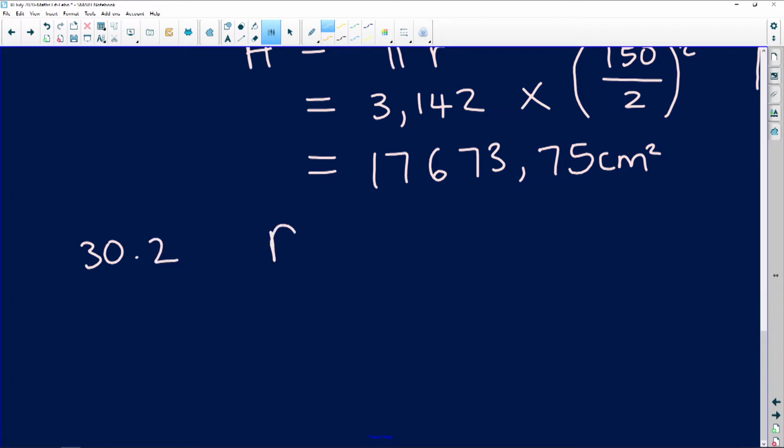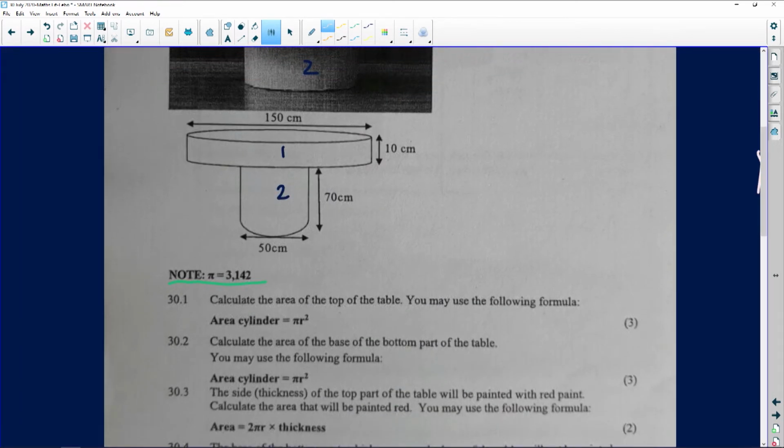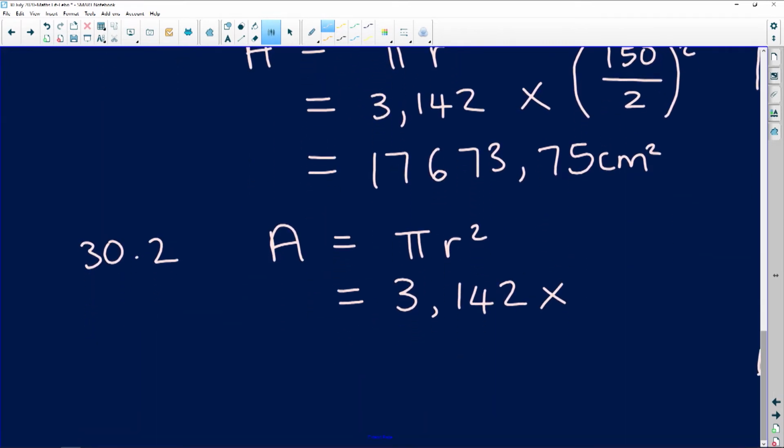Let's go and calculate that using the very same formula. 3.2: area is equal to pi radius squared. We know that our pi is 3.142. We know that our radius for the bottom part, let us go and look at the radius for the bottom part of our table. The diameter is 50, and because the diameter is that 50 over there, we know our relationship between diameter and radius is that the radius is half of the diameter. So I take my 50 divided by 2. You do get a mark for that, by the way. So please, please, please don't waste your marks away.